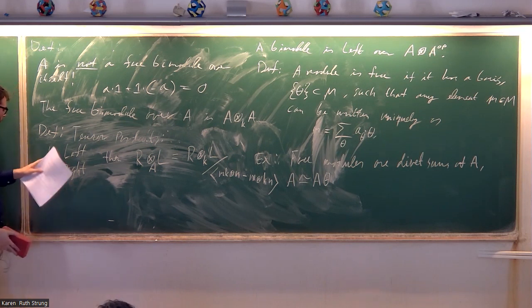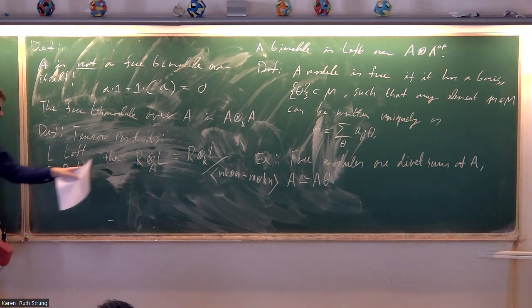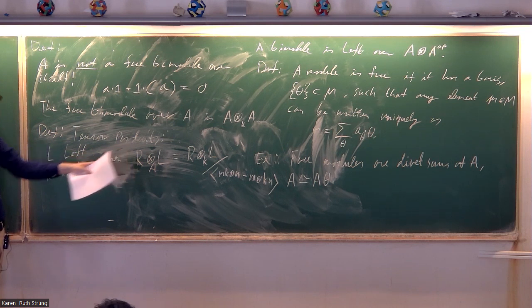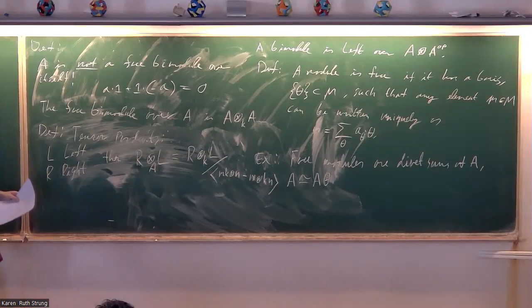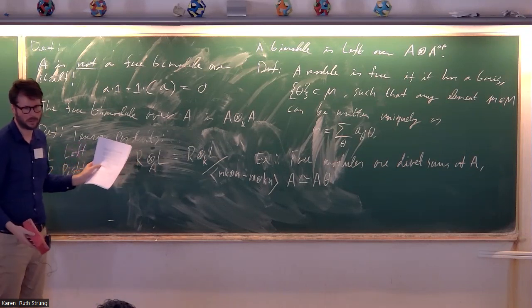And if L happened to be a bimodule, then the tensor product over A is a right module. If R was a bimodule, then the tensor product will be a left module. If both were bimodules, then you get another bimodule out of this just by the regular multiplication from the left or from the right.